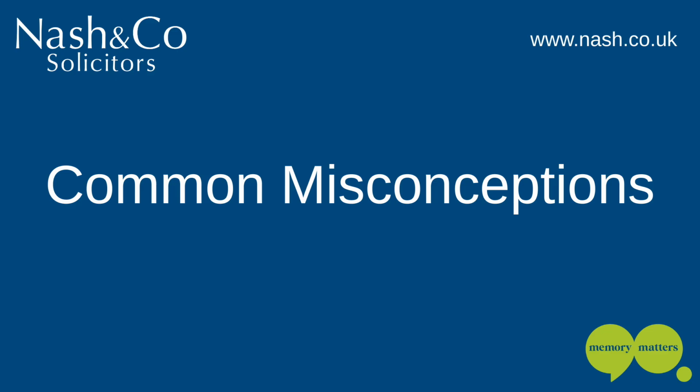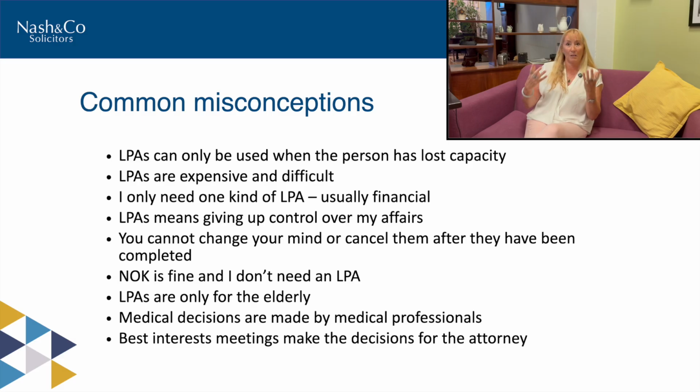There are some quite common misconceptions about powers of attorney, and I'm going to talk about those next. So one of them is that powers of attorney can only be used when the donor has lost capacity. That's not true. Sometimes the donor, as I said, can have some physical health problems, which means that running their errands becomes quite difficult, but they're perfectly capacitated and they just want someone to do that for them. That's fine. Power of attorney works well for that.